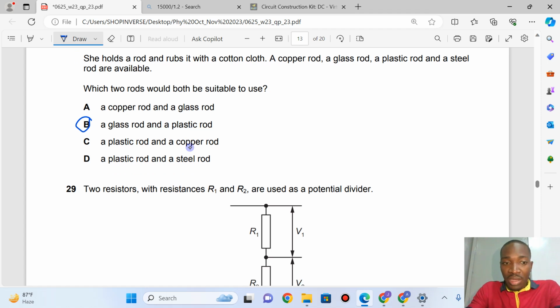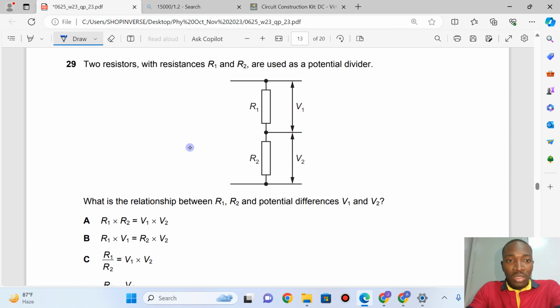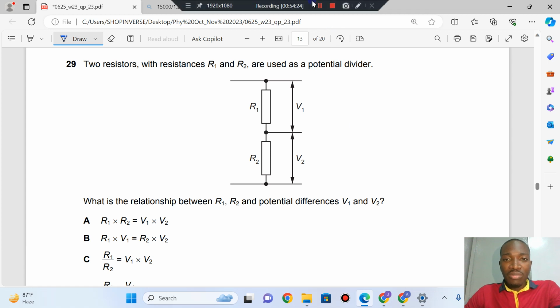We go to question 29. Two resistors with resistances R1 and R2 are used as a potential divider. What is the relationship between R1, R2 and potential differences V1 and V2? This is in line with the voltage divider principle. How does the voltage divider work?